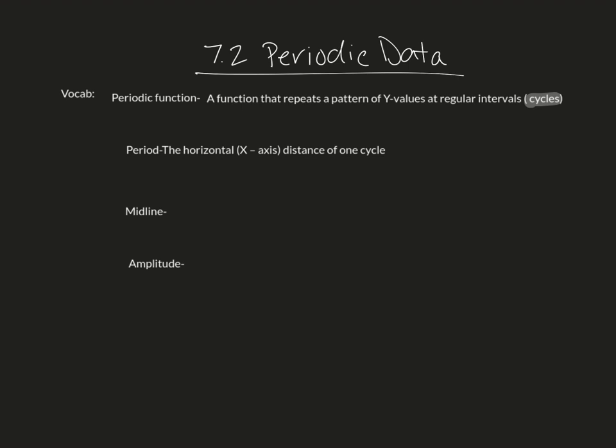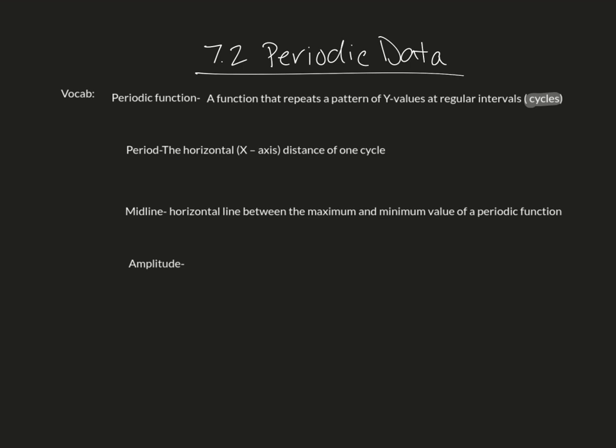The next word is period, and that is the horizontal distance of one cycle. So if you look at how the function is repeating itself on a graph, and if you see how far on the x-axis one of those cycles is, that is called the period. And don't worry, we're going to do pictures of all of this, so hopefully it'll make sense.